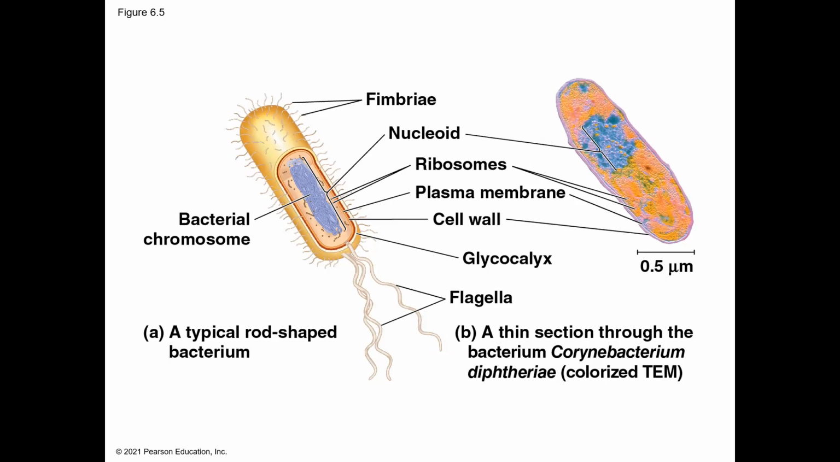You'll also see in this diagram that the cell has what we call fimbriae, which is a fancy word for cellular hairs, and flagella. These are used for movement. Okay. And so this is the typical structure of a prokaryotic cell, and they are generally very simple like this and very small.